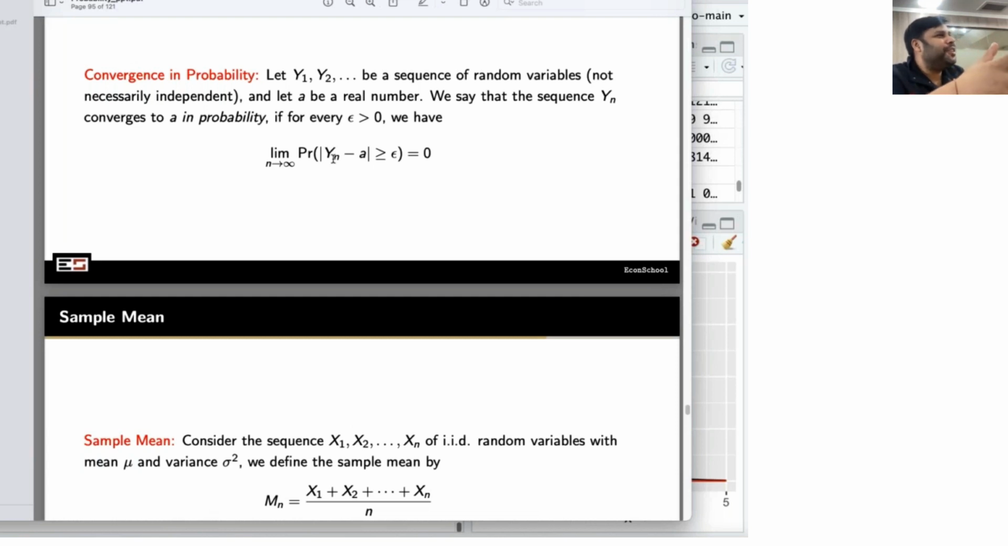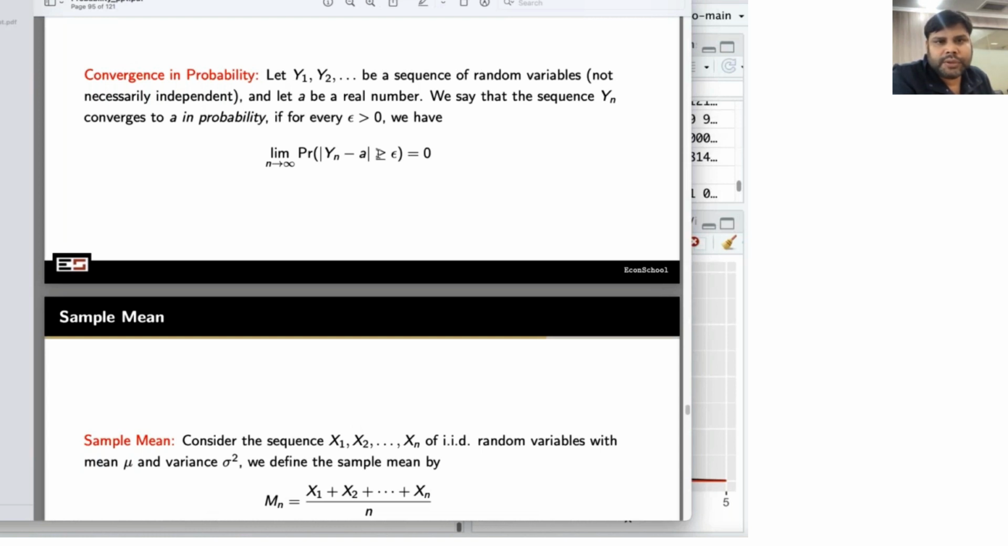So basically, the idea here is that it will get closer and closer to A as n goes to infinity. It will get closer and closer to A as n increases. When n is really high, the chance that it will take a value outside the interval A minus epsilon, A plus epsilon is going to be very close to 0, and as n goes to infinity, this will go to 0. Is that clear to everyone?